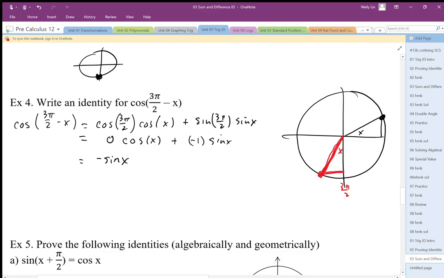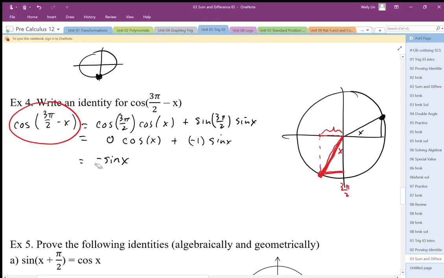Okay, so what's this question saying? It says that the horizontal position of this angle, which is right there, is going to be this length here. So I'm saying that cosine, that horizontal length of this position of 3 pi over 2 minus x, is equivalent to the vertical position of sine x. Except I want the opposite. So that's negative, yeah. This is positive.